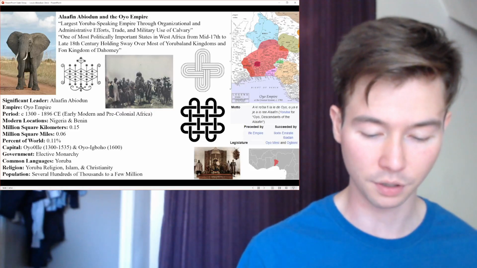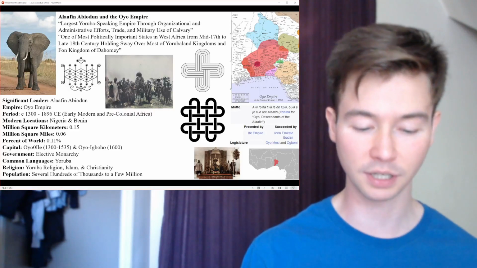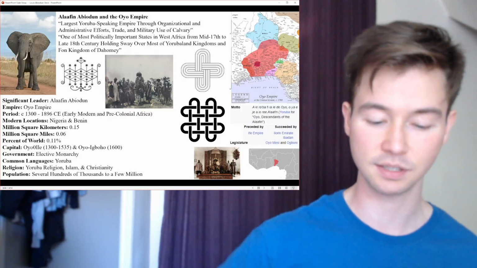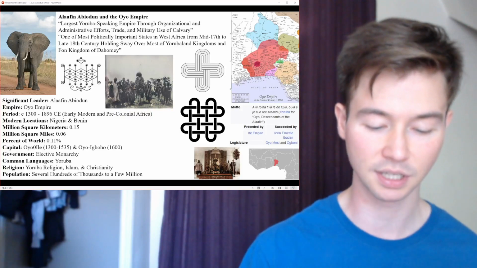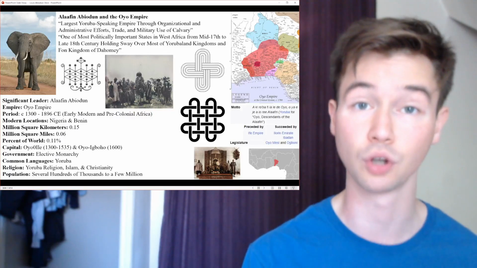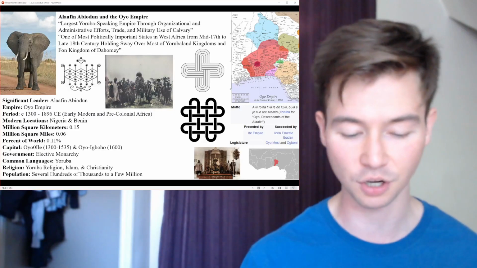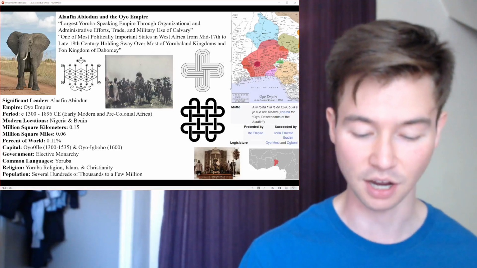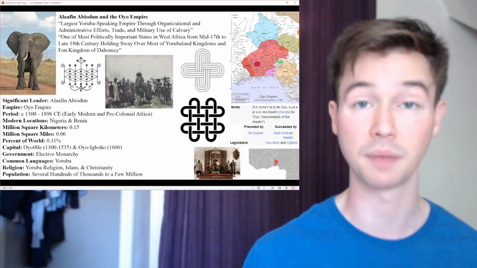The Oyo Empire was one of the most politically important states in Western Africa from the mid-17th to the late 18th centuries, and held sway not only over most of the other kingdoms of Yoruba land, but also over nearby African states, notably the Fon Kingdom of Dahomey in the modern Republic of Benin in the west.